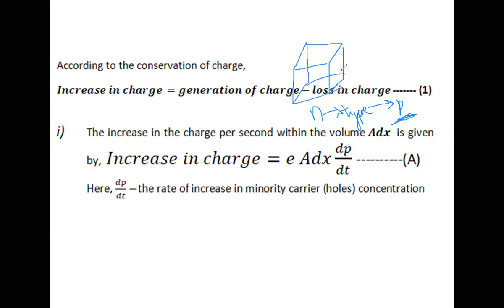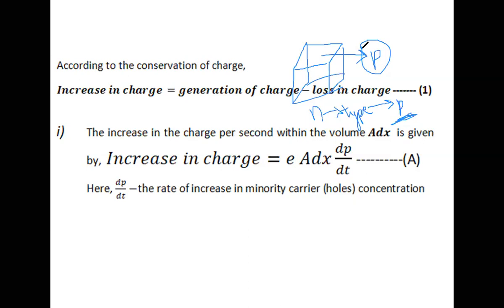Now this is the volume element that we have considered, and we are going to consider this block is made up of n-type semiconductor. Within this block, I am trying to understand the conservation of minority charged particles. That means I am going to see the carrier concentration of holes, the rate of change of carrier concentration of holes, or the rate of change of minority carriers in a semiconductor block.